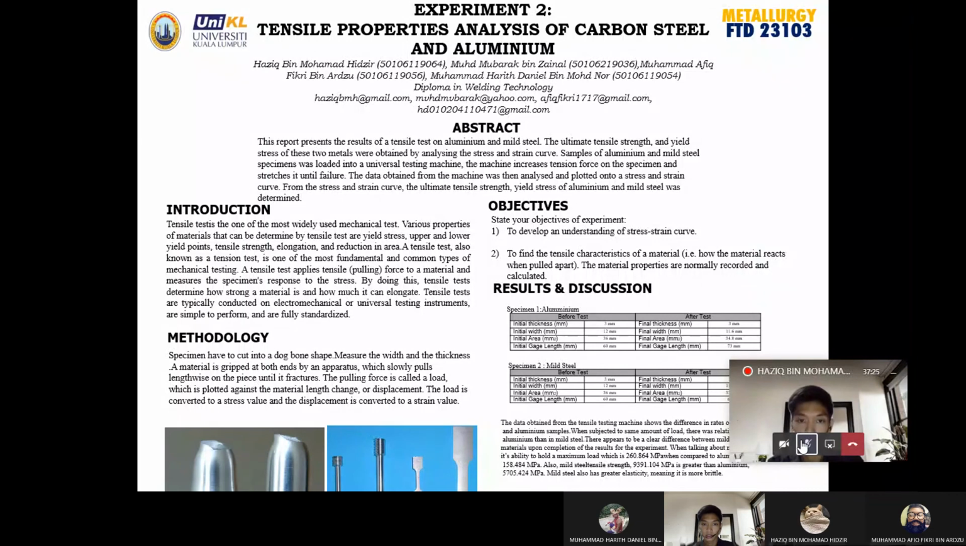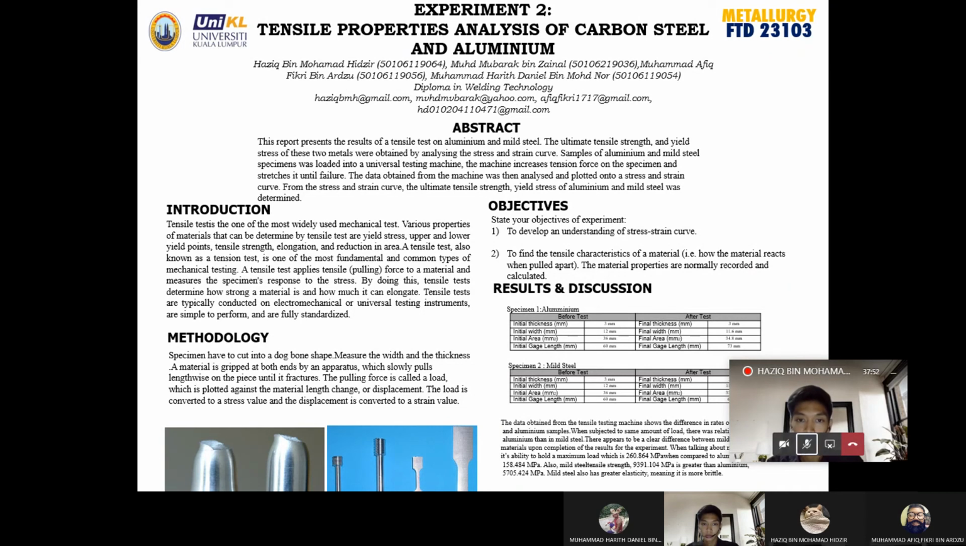Specimen 2, mild steel. Before test, initial thickness 3 mm, initial width 12 mm, initial area 36 mm, initial gauge length 60 mm, and after test, final thickness 3 mm, final width 11.3 mm, final area 33.9 mm, final gauge length 65 mm.